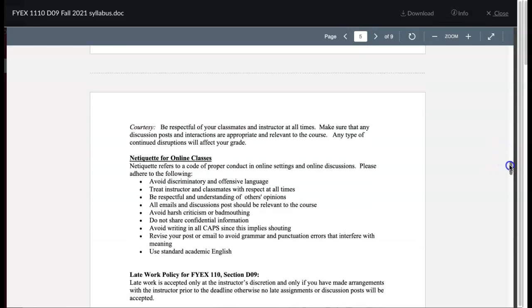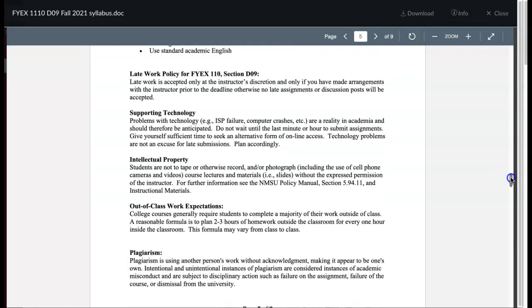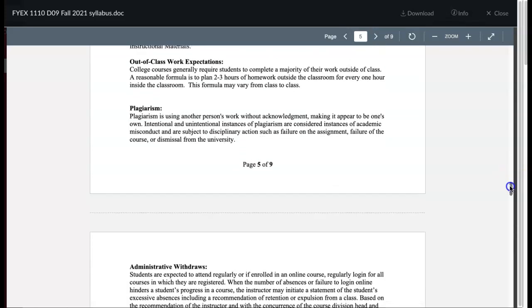And of course, make sure that you are respectful to your classmates and to myself at all times. Please make sure that your interactions within the classroom are always appropriate. Right here, I do go ahead and provide an etiquette guide for online classes. So this basically tells you some guidelines to properly communicate when you are in an online setting or in online discussions. Like for example, writing in all caps implies shouting. So you don't want to do that because then people are going to think that you are shouting at them.